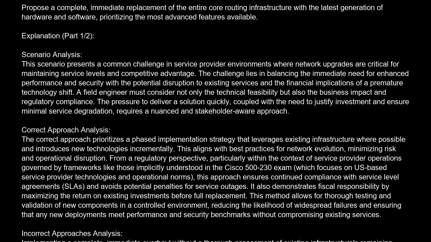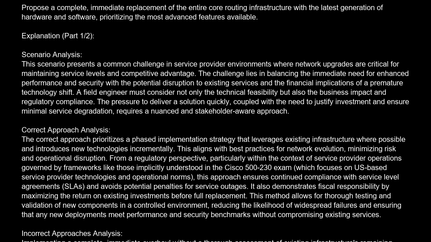A field engineer must consider not only the technical feasibility, but also the business impact and regulatory compliance. The pressure to deliver a solution quickly, coupled with the need to justify investment and ensure minimal service degradation, requires a nuanced and stakeholder-aware approach. Correct approach analysis. The correct approach prioritizes a phased implementation strategy that leverages existing infrastructure where possible and introduces new technologies incrementally. This aligns with best practices for network evolution, minimizing risk and operational disruption.